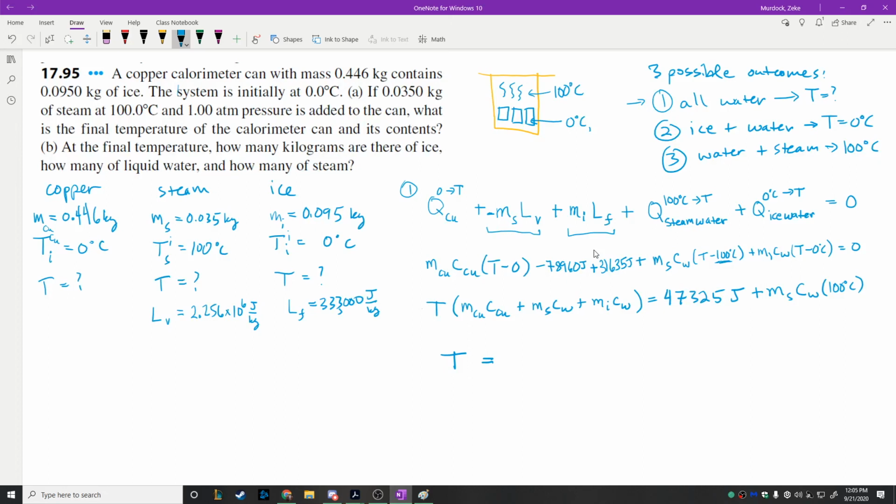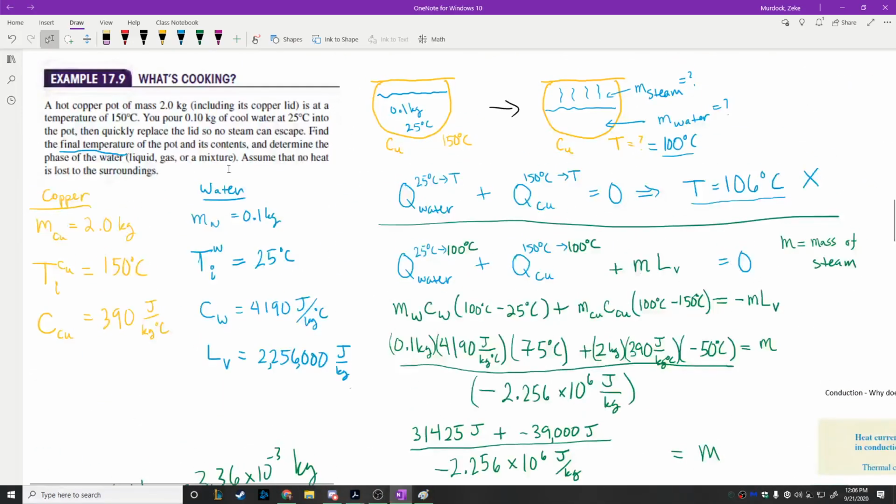In the interest of saving time, I'm just going to plug all the numbers in. Or you guys can do the same. What do you get for the final temperature? This may not even be right, by the way. Just to keep in mind, this is one possible outcome, and it completely might be wrong. Specific heat, everywhere it says CW is 4190. Specific heat of copper was 390.